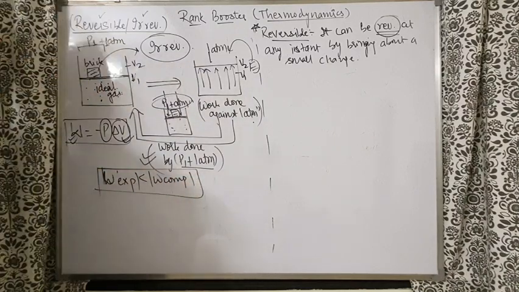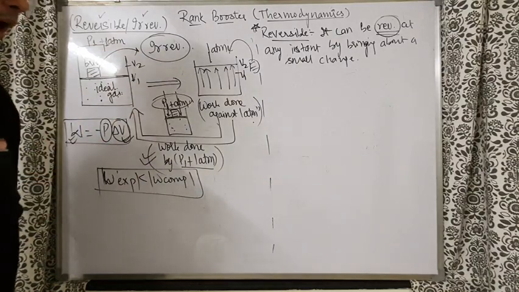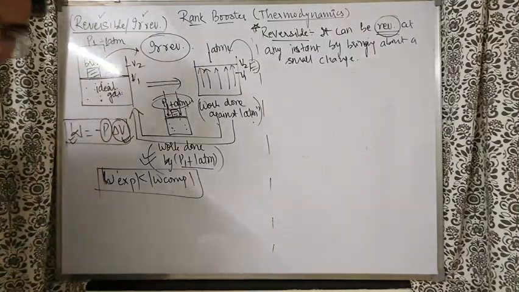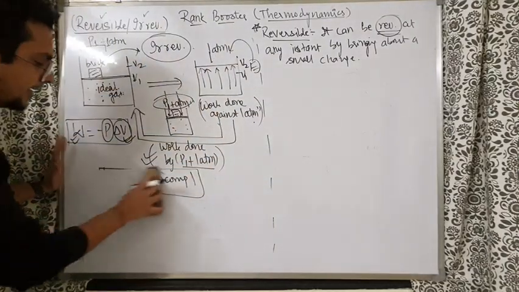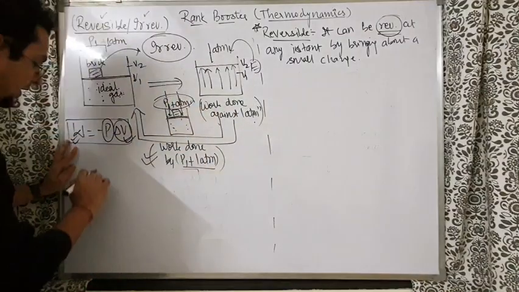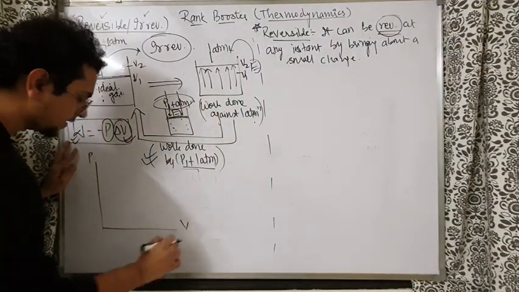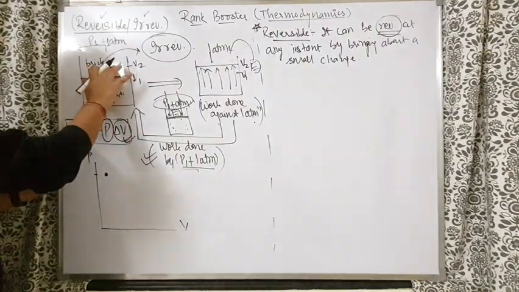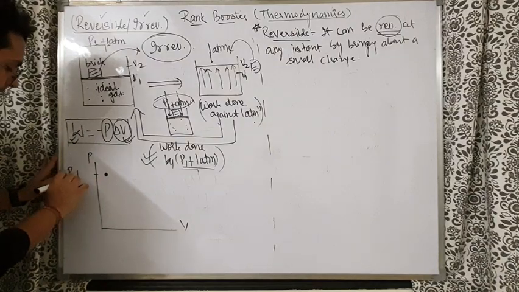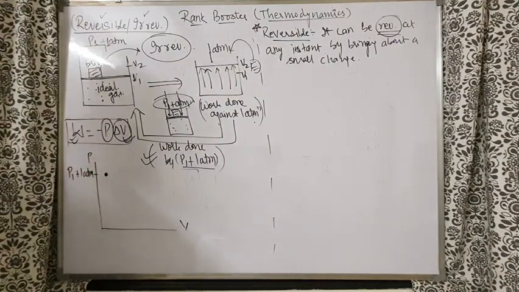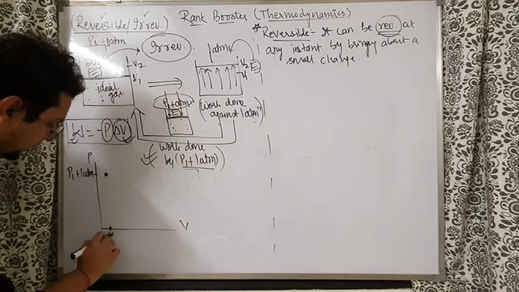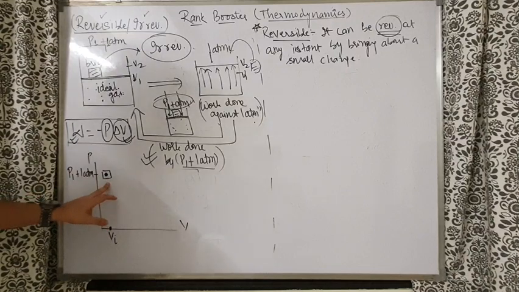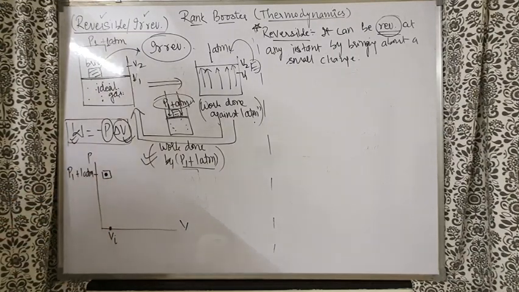So will I call it a reversible process? The answer is no, I cannot call this a reversible process. I am going to prove this in front of you using a graph, and you will understand how to use this knowledge in your examination. So I put a P versus V graph, and let's say we are starting from here, where the pressure in the initial part is P1 plus 1 atm and the volume is Vi.